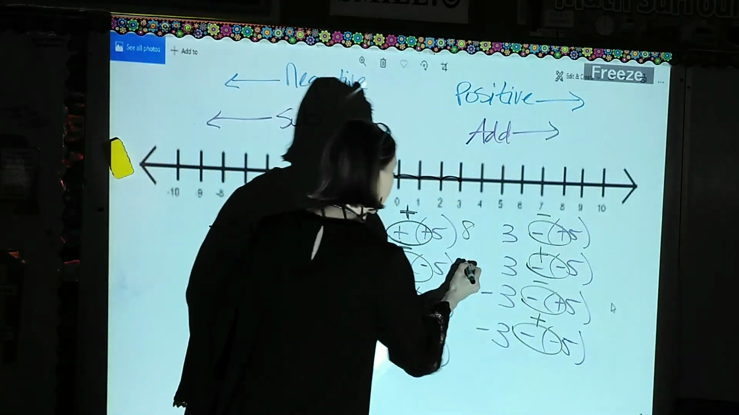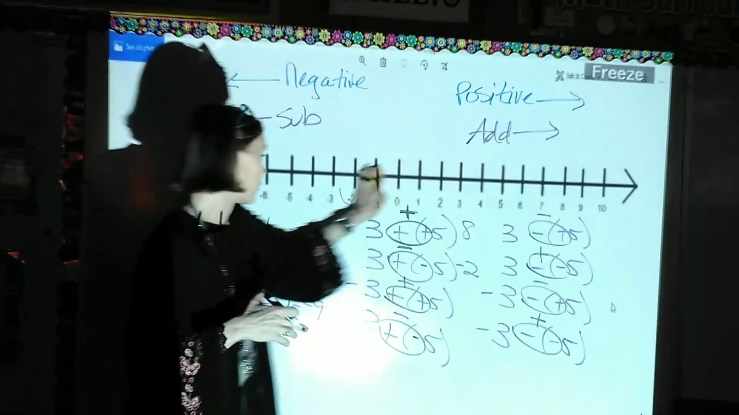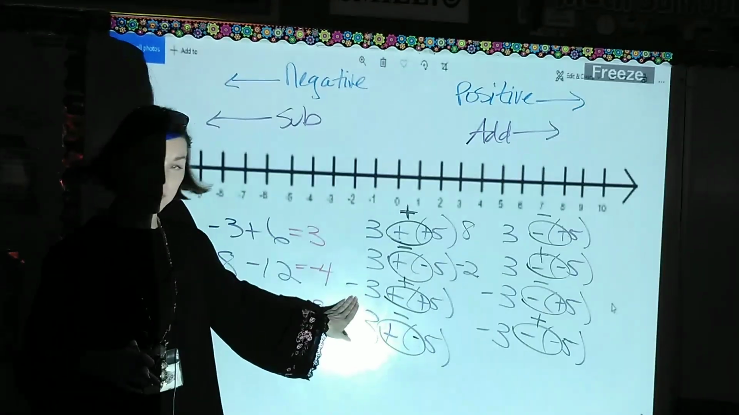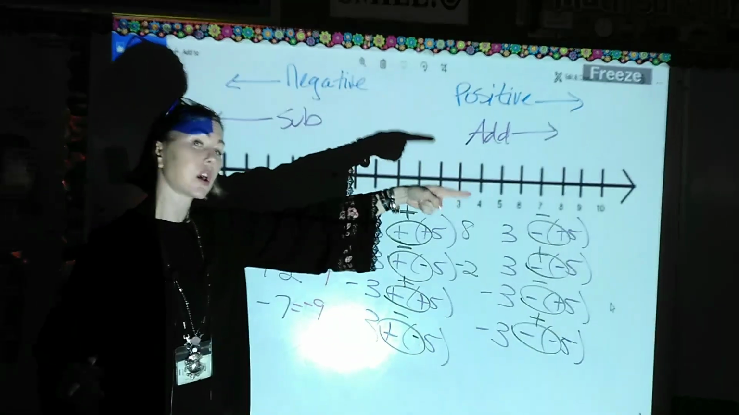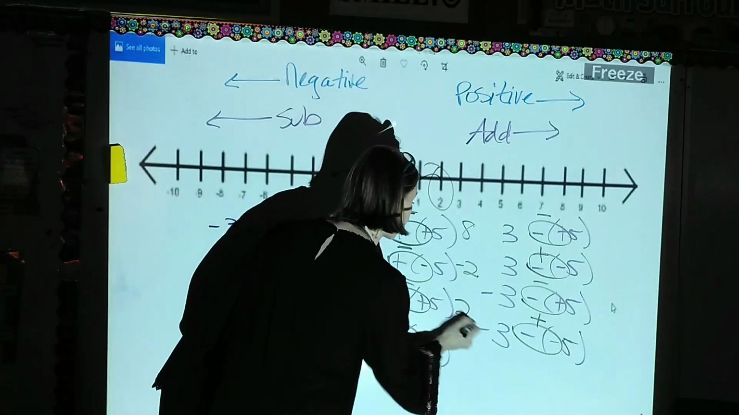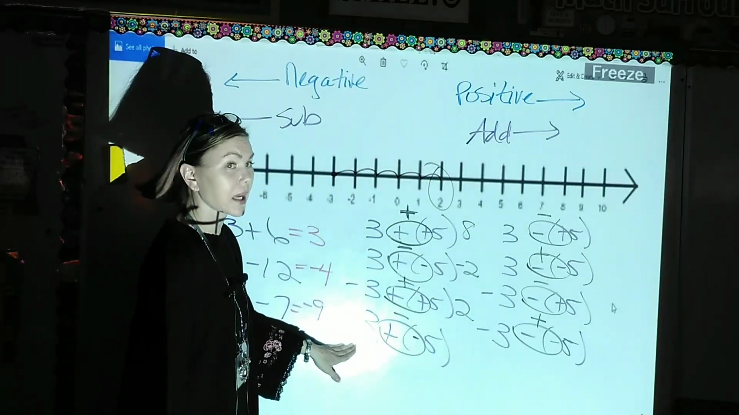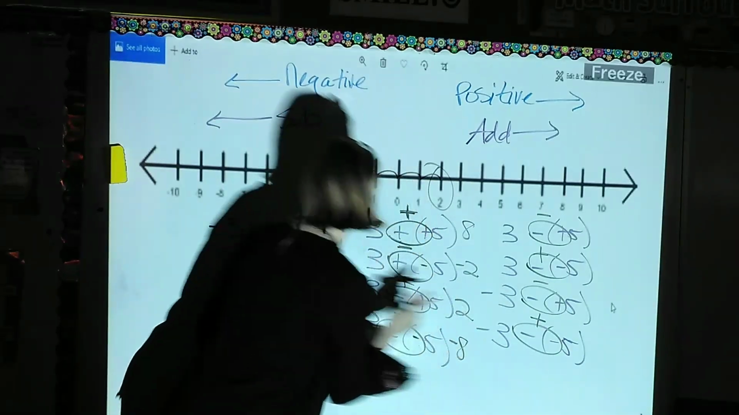We landed on a negative 2. Okay, and then on the next one, you start out on a negative 3. All right, and then you add 5. So when we add, we go to the right. 1, 2, 3, 4, 5. That landed on a positive 2. Negative 3 minus 5 more. That's going to give us a negative 8.